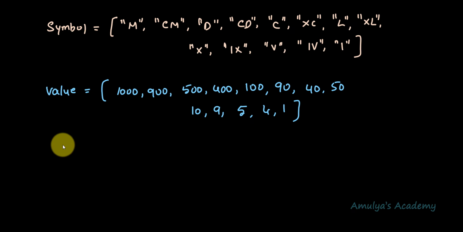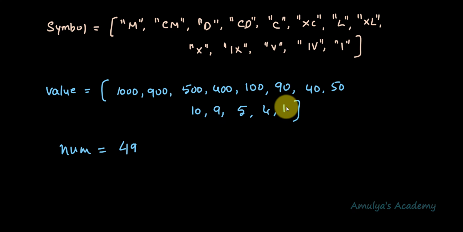Next, I'll ask the user to enter the number. For example, he can enter 49. Now I need to check in which range the entered number comes. And here the nearest values for 49 are 40 and 50. 49 comes in the range 40 and 50, right?